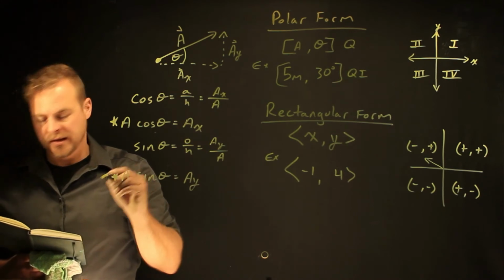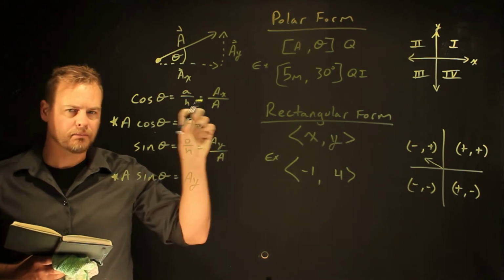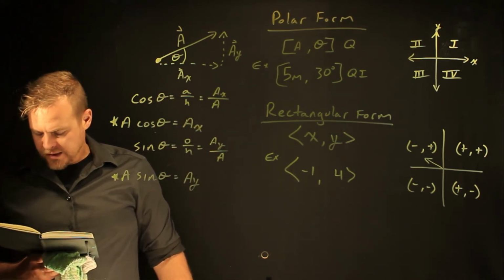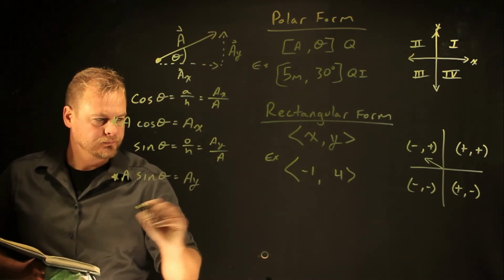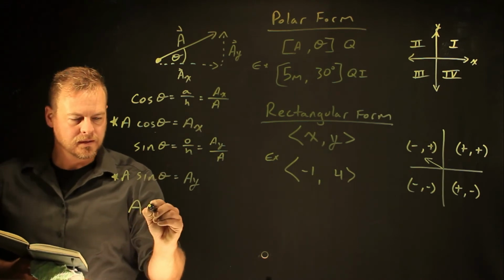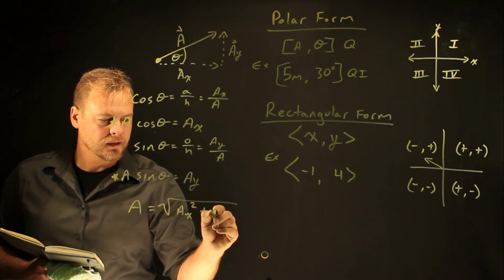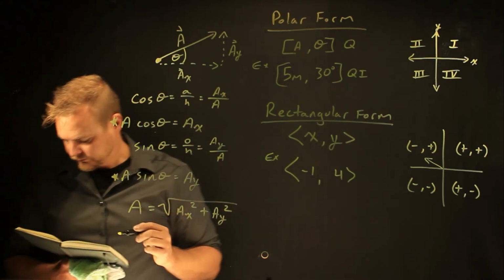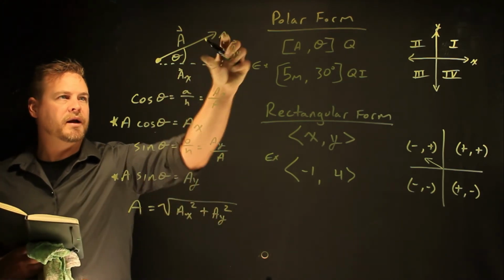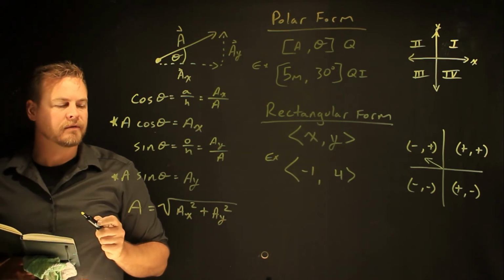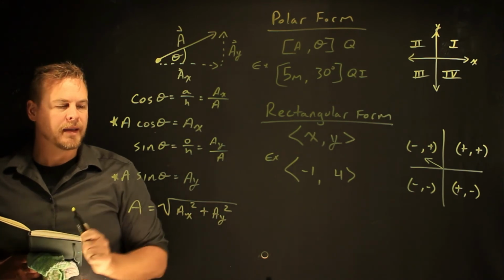You should certainly have these in your formula toolbox, maybe a box off the side of your notes. And then we'll just rewrite it. You also have, I don't know where to stick it, A is equal to the square root of A sub x squared plus A sub y squared. And so that's another way. If I knew my components and I wanted to find the vector value itself, this wouldn't help me with the angle, but this would help me with the magnitude.